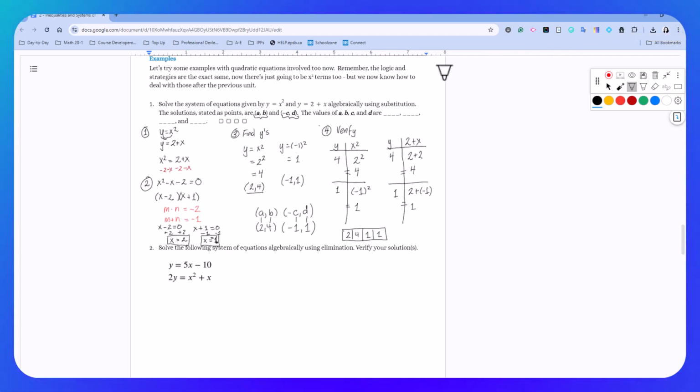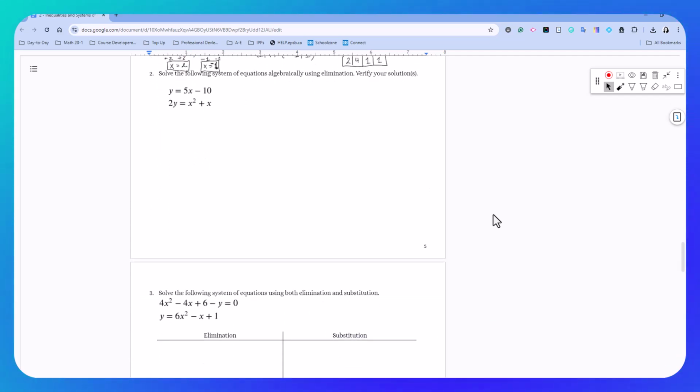Okay, let's solve the following system of equations algebraically, but this time we're going to use elimination and verify the solutions. Now, the first thing we're going to do is line up the variables. Remember, we said we're going to put things into columns. The difference with the quadratics is we're going to have more than one x column. We're going to have a column of x squareds and a column of x's. So it's going to kind of look like this.